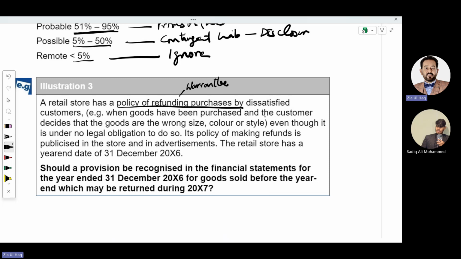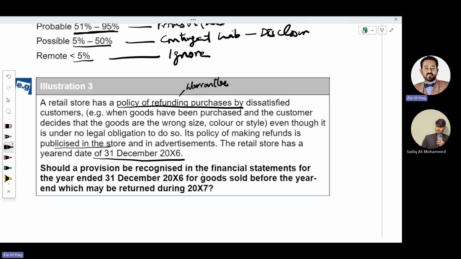For example, when goods have been purchased and the customer decides that the goods are the wrong size, color, or style, the store refunds them even though it is under no legal obligation to do so. I mean, there is no law defined, but the company itself is providing this warranty. So there is a constructive obligation. Its policy of making refunds is publicized, and if the company has publicized it, this means an obligation arises, in the store and in the advertisements. The retail store has a year-end date of 31st December 2026.